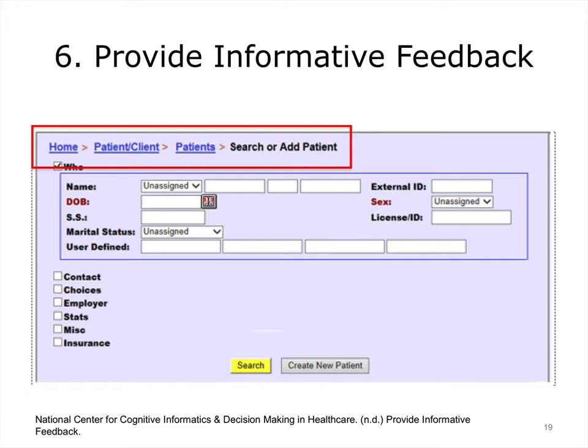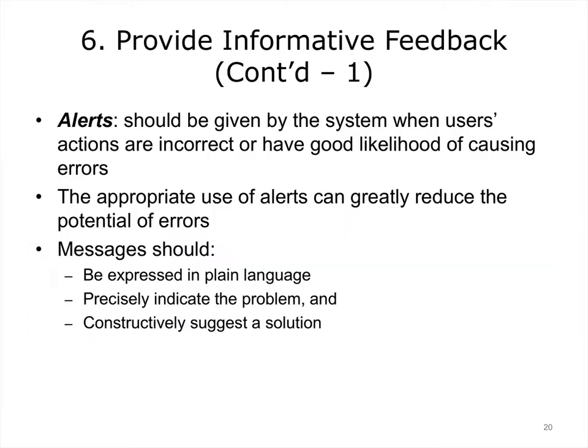This figure shows an example of providing feedback on the user's location by breadcrumb navigation, shown in the red box. It presents the user with the information needed to understand where they are in the system and how to perform further actions. The appropriate use of alerts can greatly reduce the potential of errors. These alerts should have the following features: be expressed in plain language, precisely indicate the problem, and constructively suggest a solution. This figure shows a good example of an alert, which has a succinct reason for the alert, as well as a list of actions for responding to the alert.